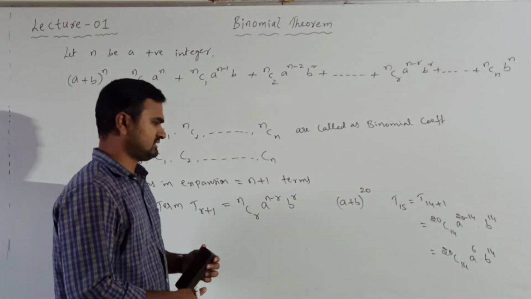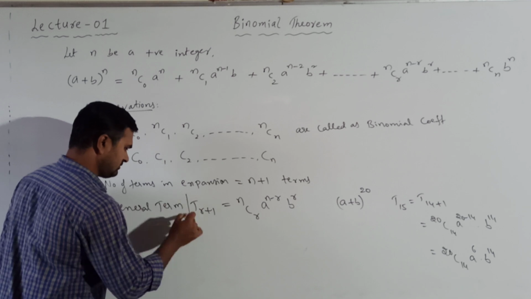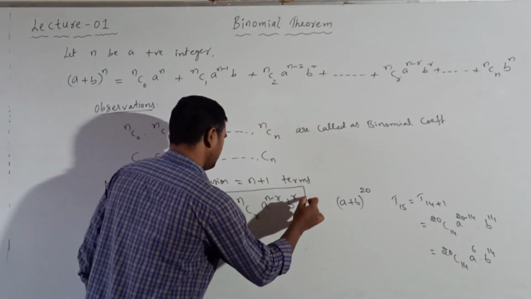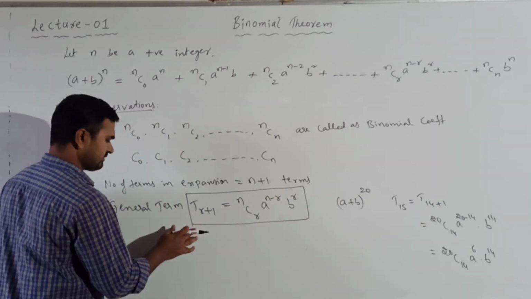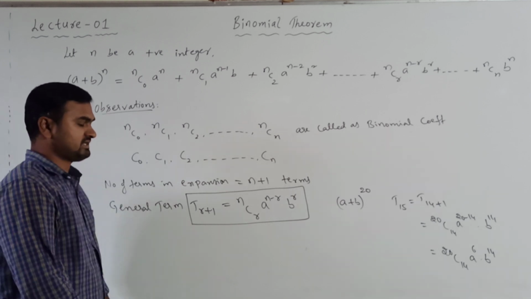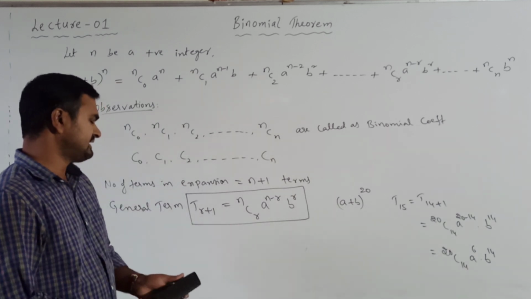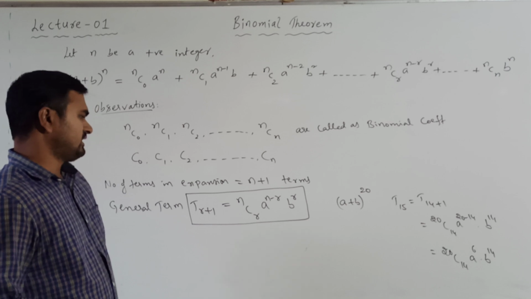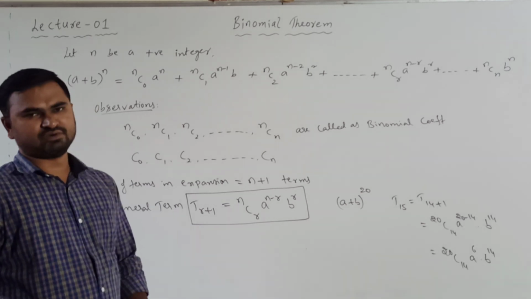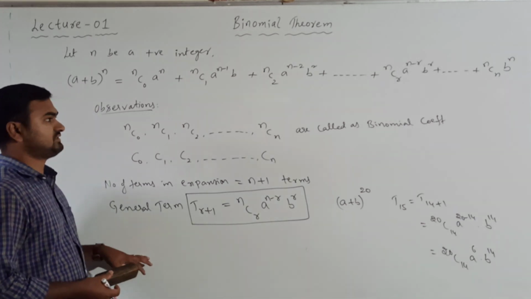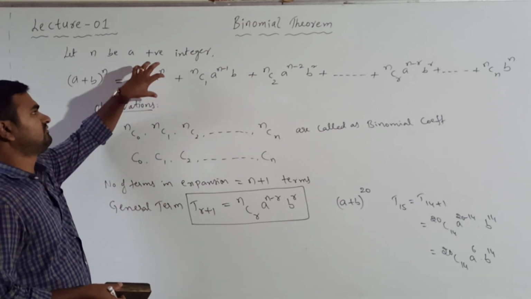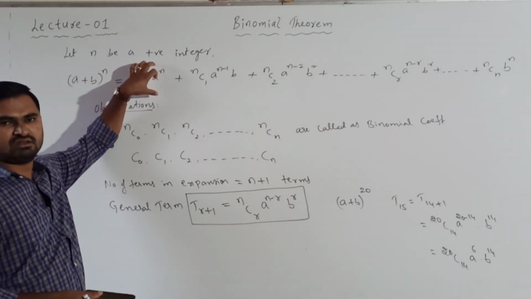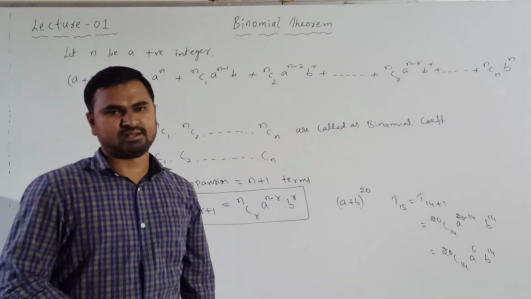This is important for solving most of the problems. We will be using this general term formula: T(r plus 1) is written as nCr into a power n minus r into b power r. So these are some observations which can be made from the expansion of the binomial (a plus b) whole power n.